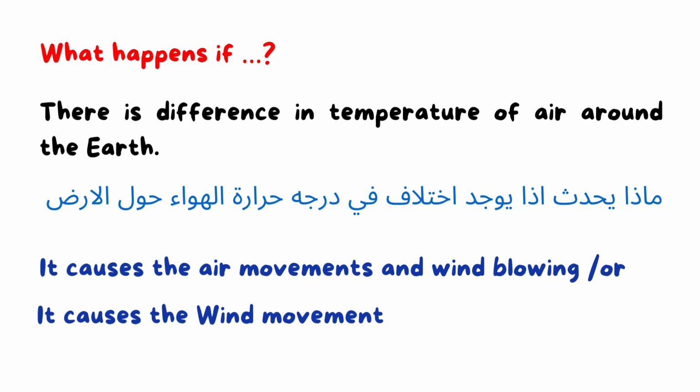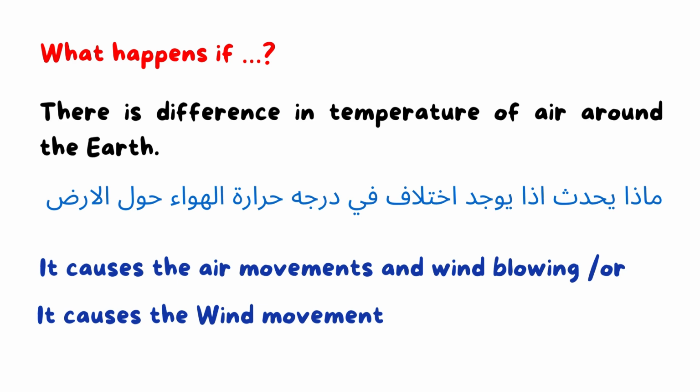what happens if there is a difference in temperature of air around the earth? If there is a difference in temperature of air around earth, so what will happen? Yes, it causes the air movements and wind blowing. Okay, it causes the air movement and wind blowing. Okay, all of these have the same meaning.